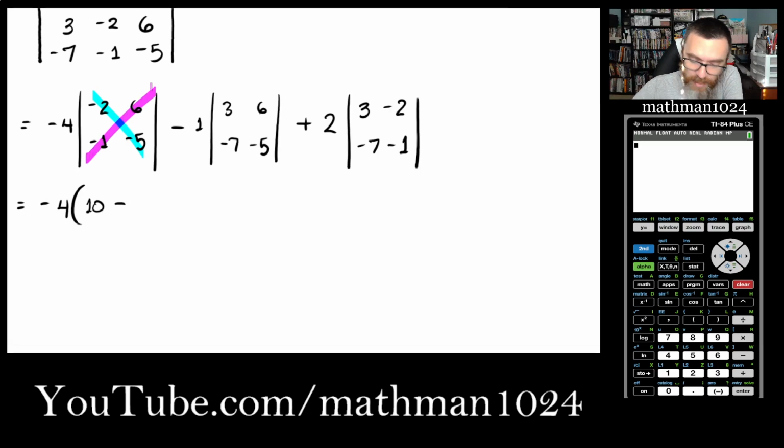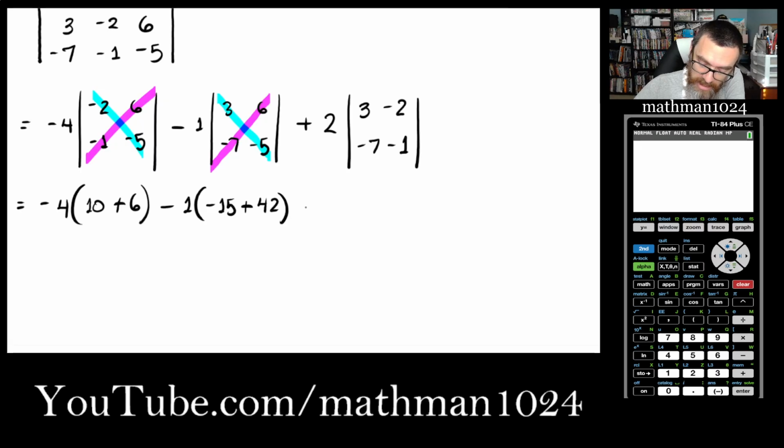Minus, and I go across this way, that's negative 6. So minus negative makes that plus 6. And then we have minus 1 times, we do the same thing. So this product is negative 15. Minus the other product, that's negative 42, so it makes that a plus 42.